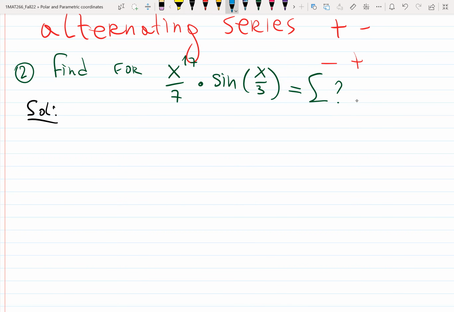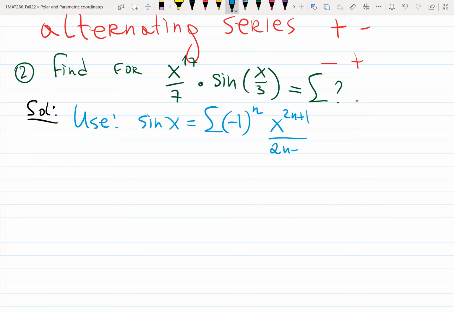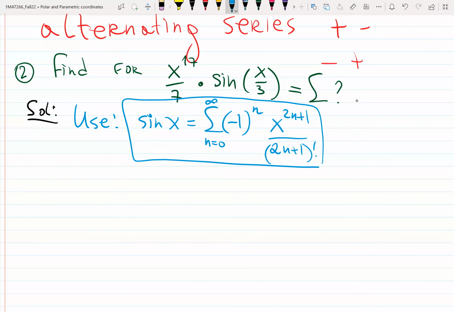Solution: use a known formula, and the known formula is sine x equals the sum of minus 1 to the n, x to the 2n plus 1, over 2n plus 1. Some of you wrote those formulas incorrectly in your homework. That was interesting. But luckily for the test, I already typed it in for you, so you're safe. Yes, I see it in the test. This is an odd function, which makes sense. Sine is an odd function, and it's alternating, which makes sense because sine can be negative and positive.